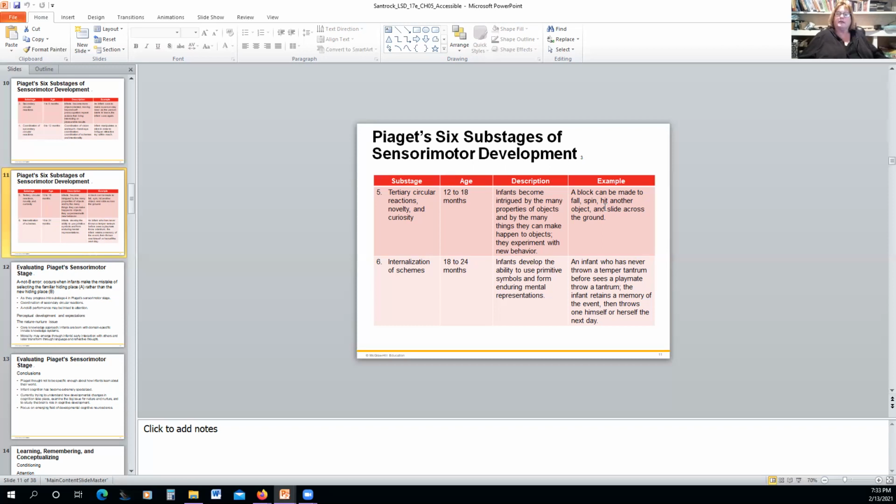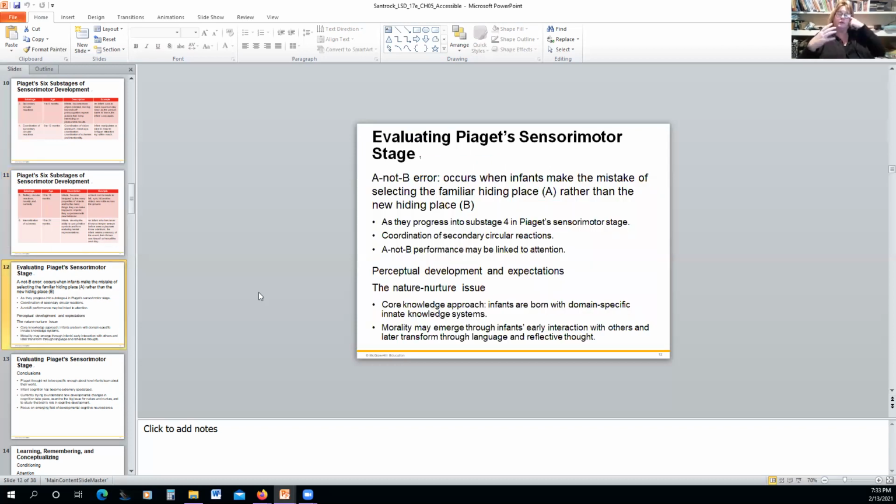They might throw things. They're learning about the properties of things. And then internalization of schemes really is about things like make-believe play. So as you're reading through this, understand that Piaget is very intentional about looking at how babies progress.